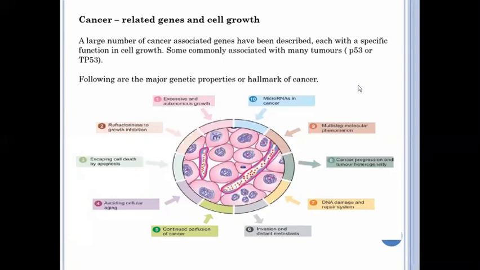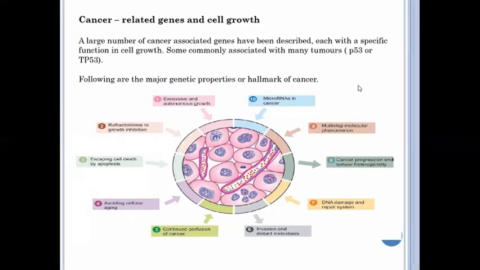So here, the major genetic properties or the hallmarks of the cancer, which will be included in all of the cancers, are: first, excessive and autonomous growth of a cell and the tissue. Second is refractoriness to the growth inhibitions that induce the proliferation of a cell or the tissue. Third one, escaping the cell death by apoptosis. They will check the normal apoptotic phenomena and the cells will be immortal.